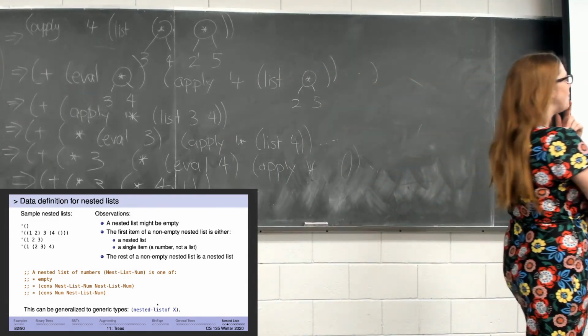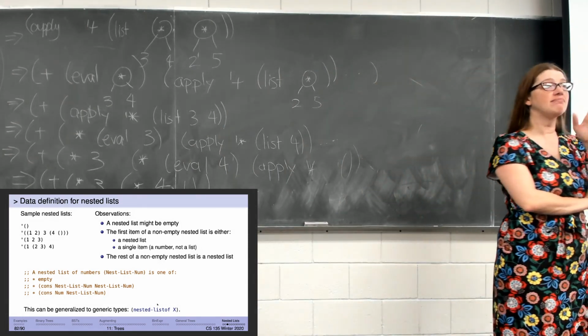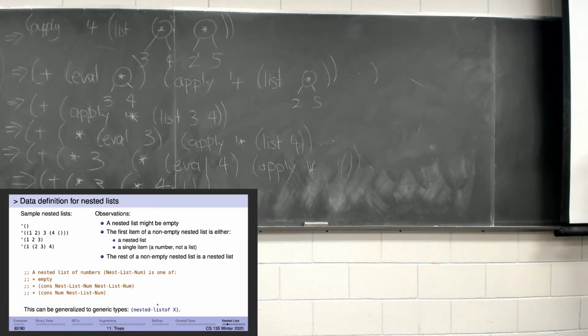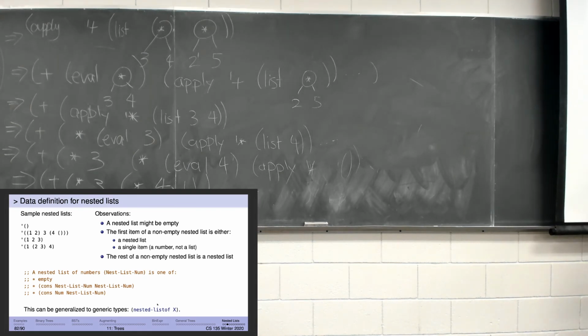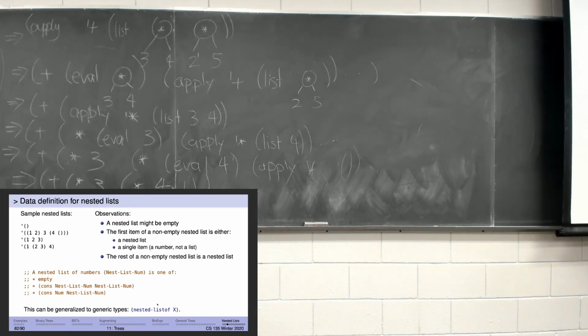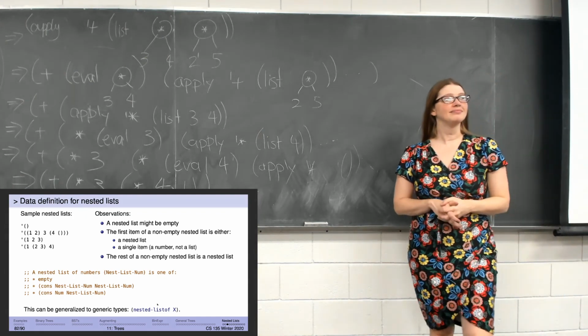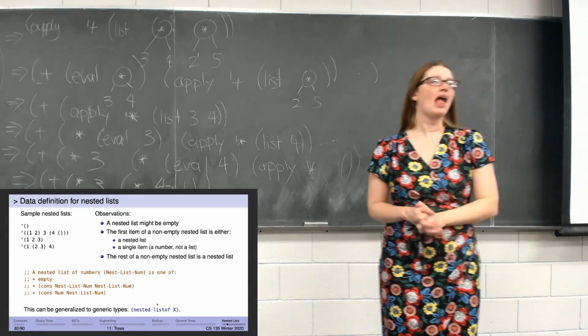So a nested list of numbers is either empty, because empty is still a list, or it's a number added onto a nested list of numbers, or it's a nested list of numbers consed onto a nested list of numbers. And that definition there gives you an arbitrarily nested list. It's great. Maybe a little ugly.